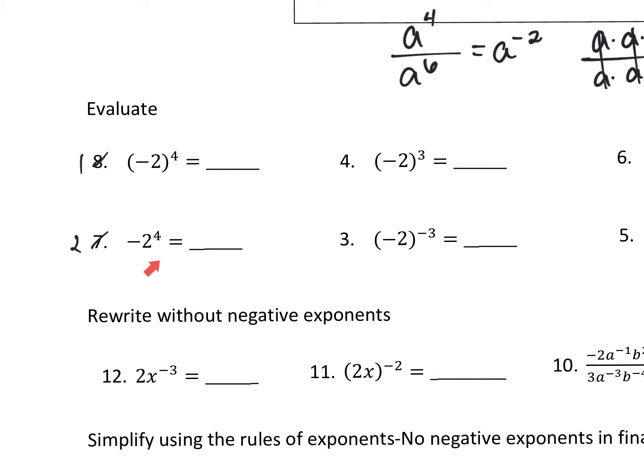Right. Number 2 doesn't have parentheses. And the parentheses are really important. The parentheses tell us whether the negative is getting repeated or not. So in number 1, negative 2 in parentheses to the 4th power means it's negative 2 times negative 2 times negative 2 times negative 2. The negative is getting repeated, okay?